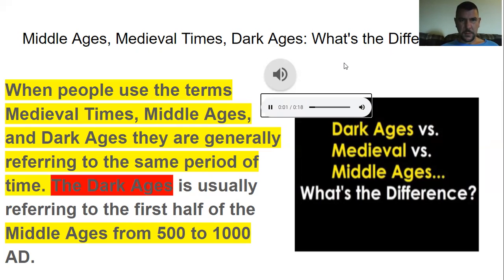Middle Ages, medieval times, Dark Ages. What's the difference? When people use the terms Middle Ages or medieval times, and Dark Ages, they're generally referring to the same period of time. The Dark Ages is usually referring to the first half of the Middle Ages, from 500 to 1000 AD.